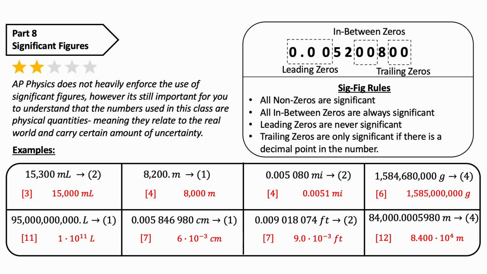So again, converting to scientific notation is an easy way to do this. You're welcome to keep all answers in scientific notation for this page. You can leave them as regular values. It's really up to you. But happy sig fig hunting for the rest of this part. Now let's move on to part 8.